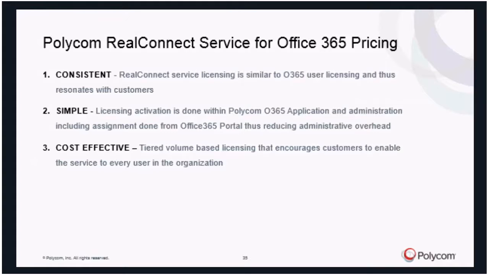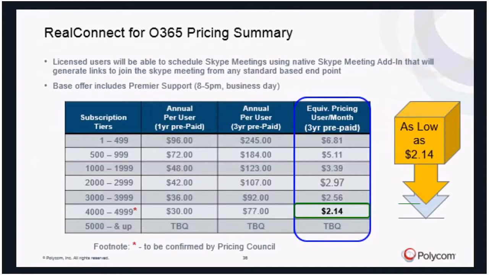and you'll see in a couple slides that we're going to be focused on a tiered volume-based licensing model that helps them enable users for this service. So for a pricing summary, again, this pricing is launched. It's available and can be quoted. It's based on the user number. So again, it's a per person per month licensing model.